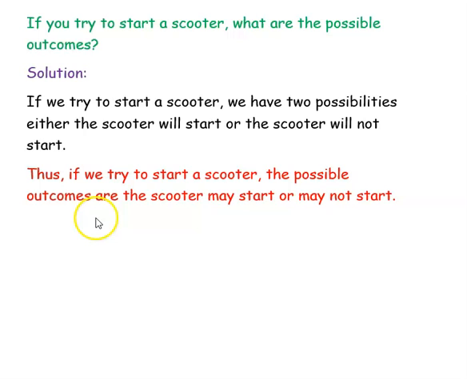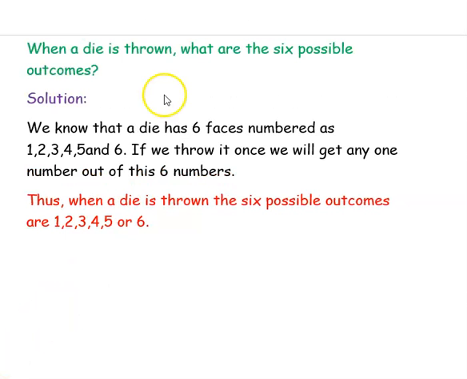But you cannot predict the result. Next question is, when a die is thrown, what are the 6 possible outcomes? So we know that a die has 6 faces, numbered 1, 2, 3, 4, 5 and 6. If you throw a die once, you will get any one number out of these 6 numbers. So these are all the 6 possible outcomes. If it is thrown, you may get either 1, 2, 3, 4, 5 or 6. But you cannot easily predict which number you will get exactly.